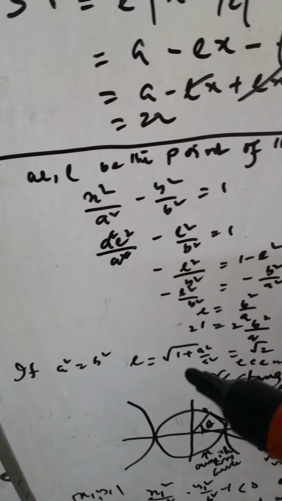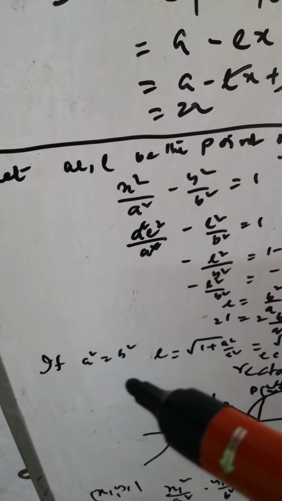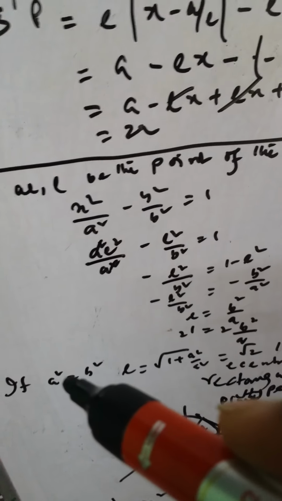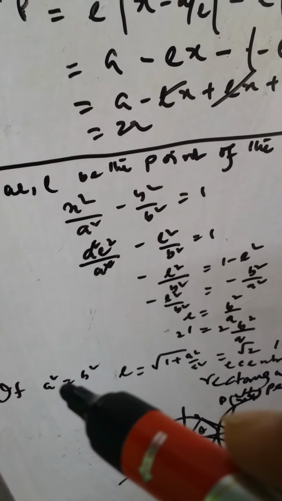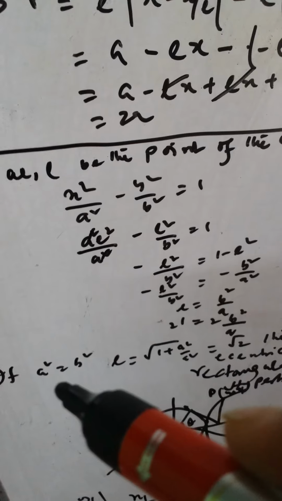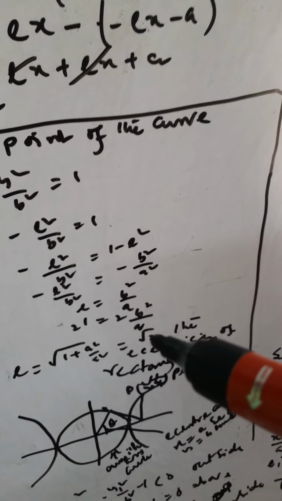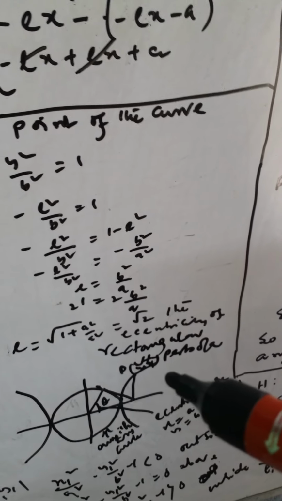And now what will be the eccentricity of a rectangular hyperbola? Rectangular hyperbola means a square equal to b square. It means the conjugate axis is equal to the transverse axis. So putting this, we get root 2. So the eccentricity of a rectangular hyperbola is always root 2.